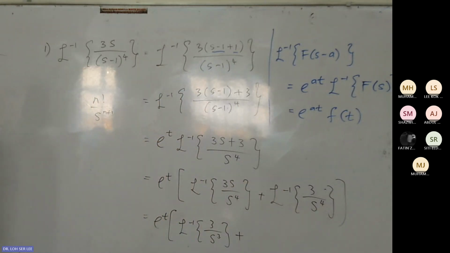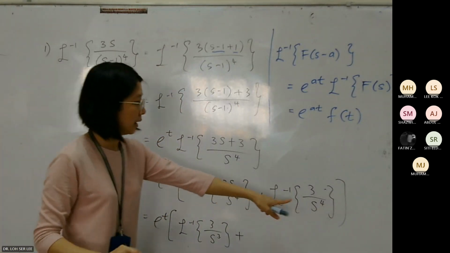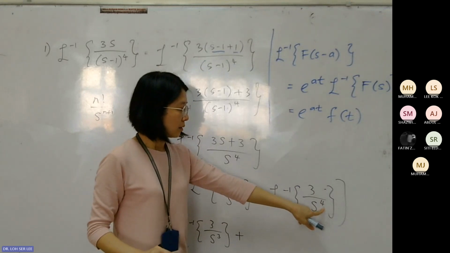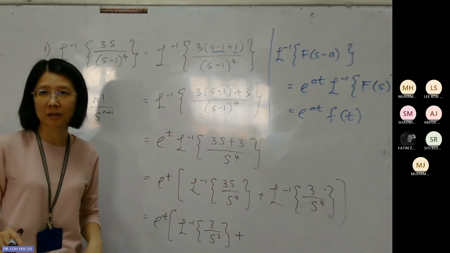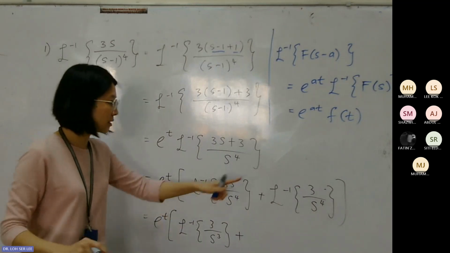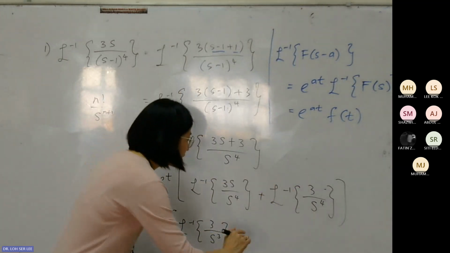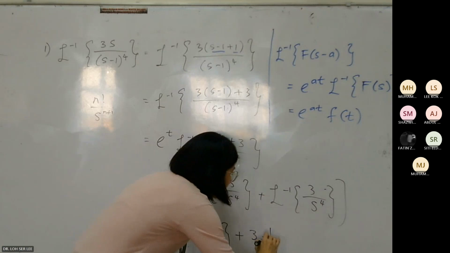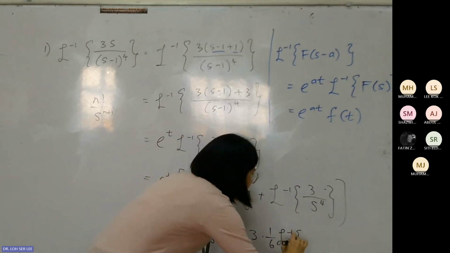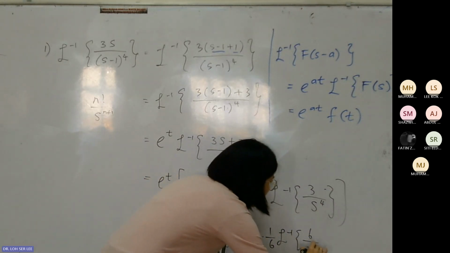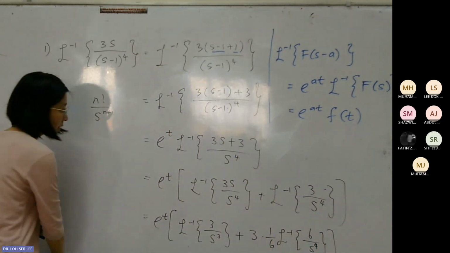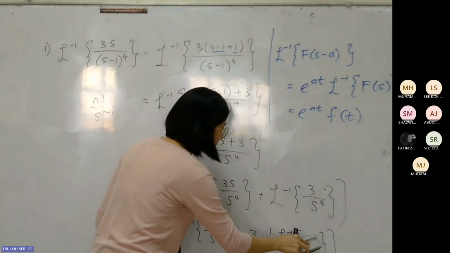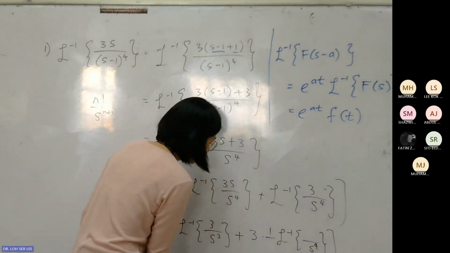And for the second term, s to the power 4. What is your n? n is 3. When n is 3, you need a 3 factorial. 3 factorial is 6. You need a 6 instead of 3. So you can take out the 3, insert the 6 over s to the power of 4. Or just write a 3 factorial.